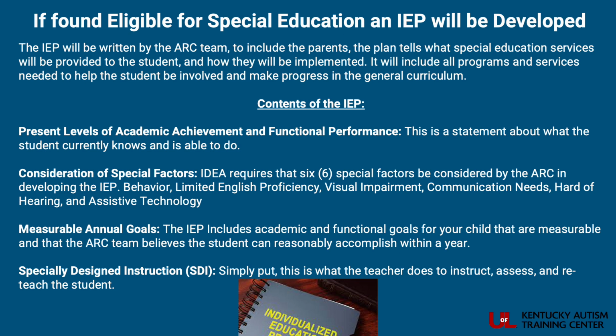So once we have laid that foundation, it is time to move on to the measurable annual goals. The IEP includes academic and functional goals based on the needs or areas of concern identified in the present levels for the student. These need to be measurable, and the ARC must believe that the student can reasonably accomplish the goal within a year or 365 days.